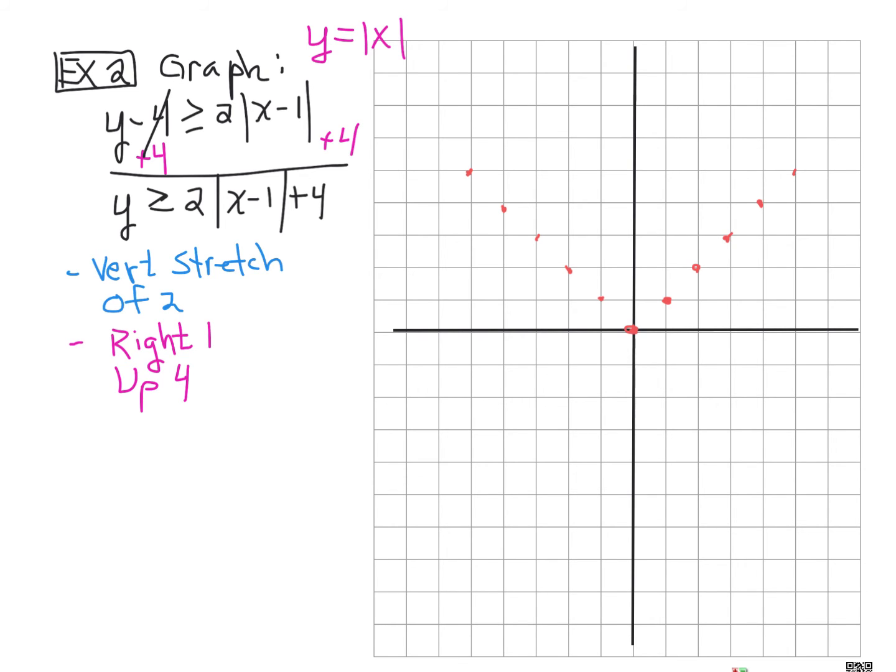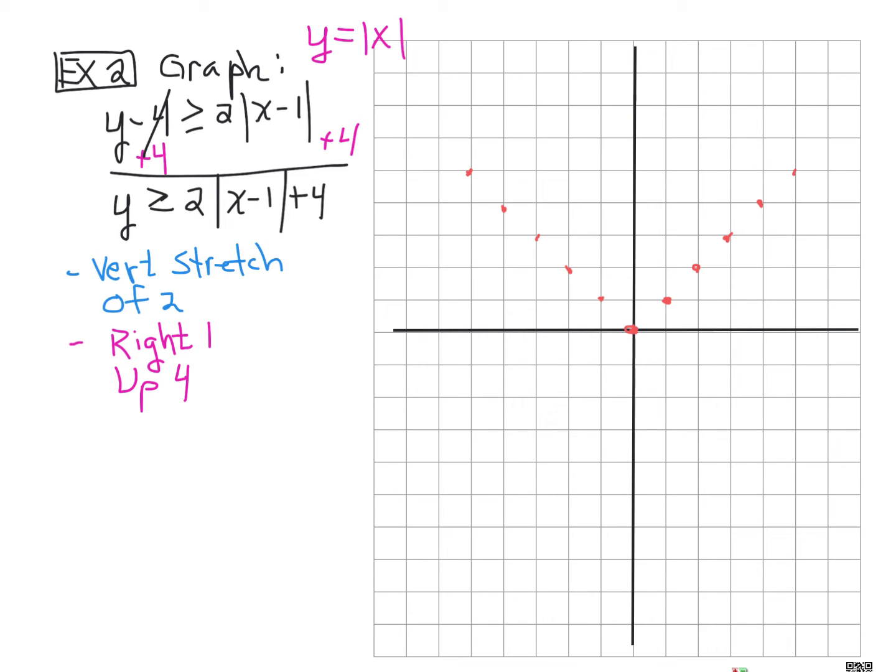So you will 100% of the time do a reflection first. If you have a reflection, you would know because A here would be negative. We don't have that, so I'm not going to do the reflection. The next thing you would try to do is your vertical stretch or compression. Because I have a vertical stretch of 2, we're going to do that next.